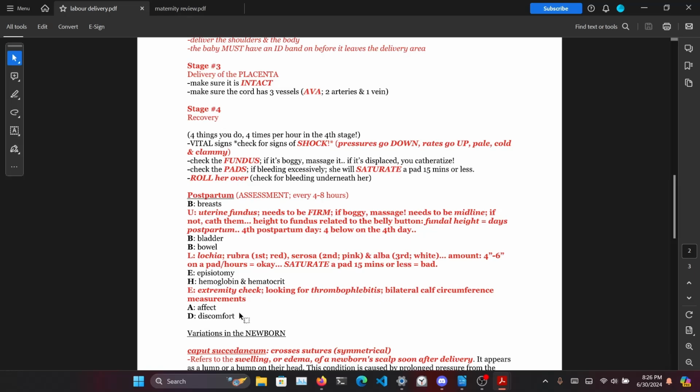Affect is the mother's behavior towards the baby and any discomfort. So this is the BUBBLE HEAD, you have to remember this BUBBLE HEAD mnemonic, and from this you can remember what you will do in postpartum care for the mother. So that's all about the labor.